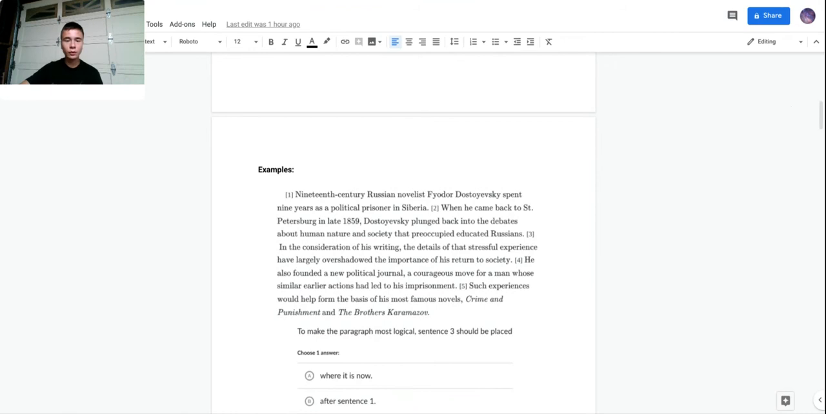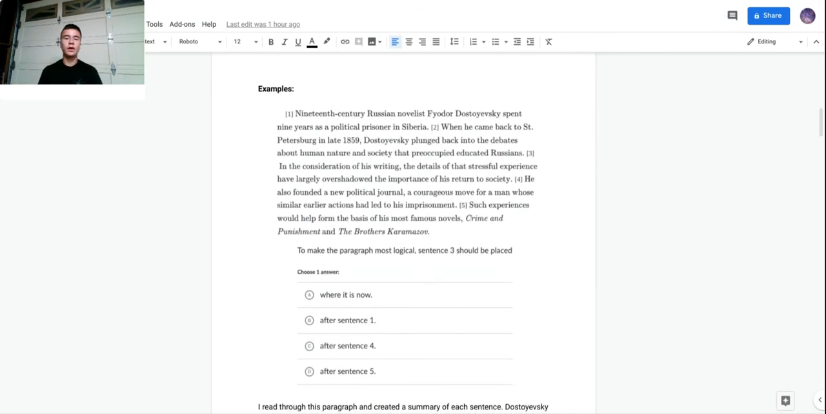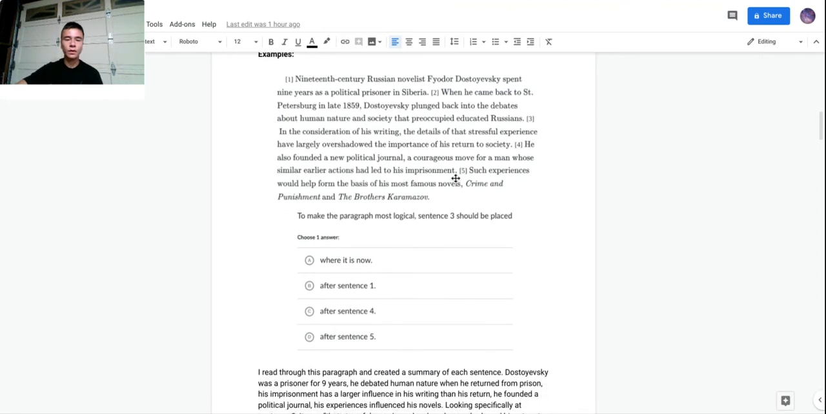So this first example is about Russian novelist Fyodor Dostoyevsky. I think that's how you say it. Right now, I'm just going to run through my steps. First, I'll look at the question. It says to make the paragraph most logical, sentence 3 should be placed A where it is now, B after sentence 1, C after sentence 4, and D after sentence 5.